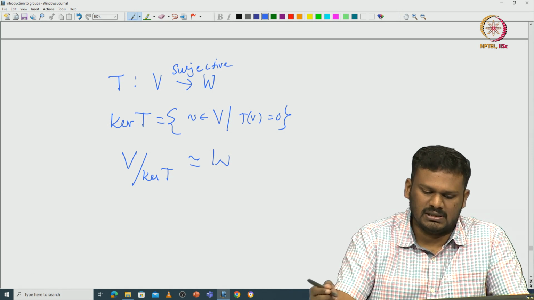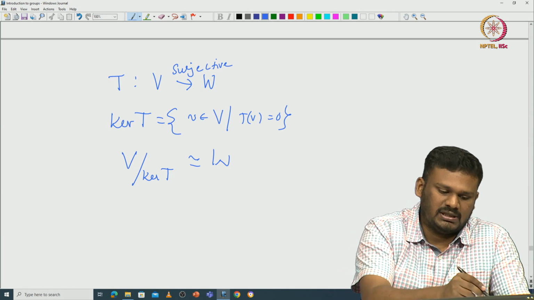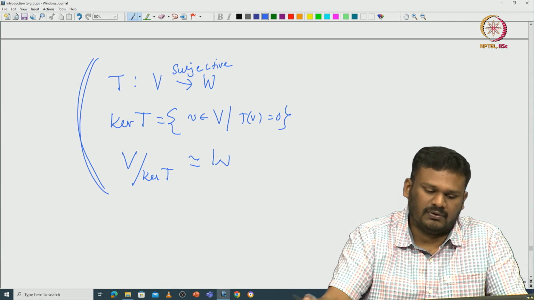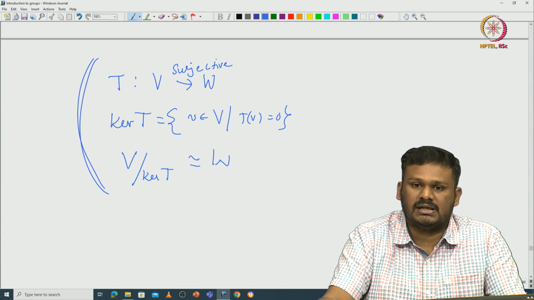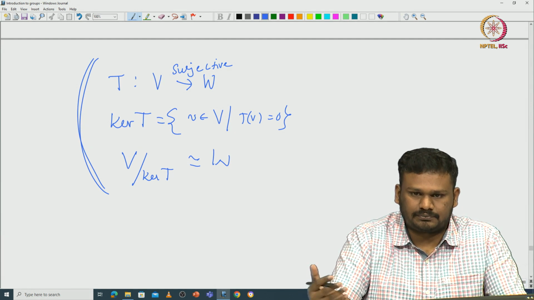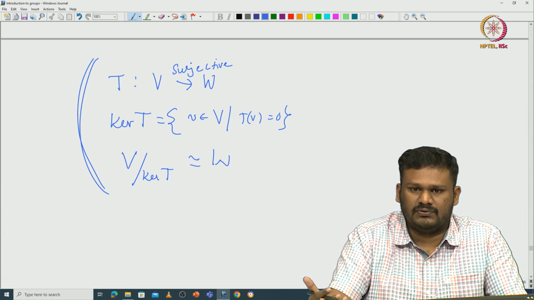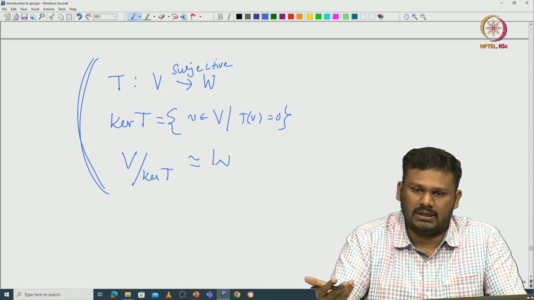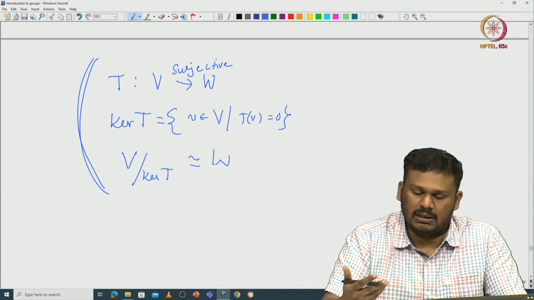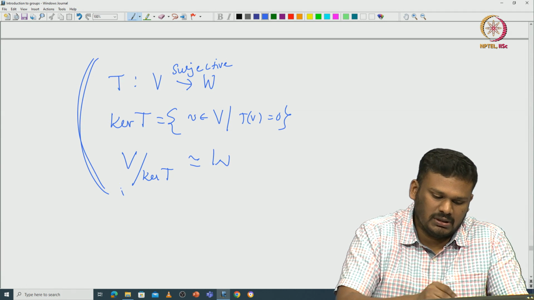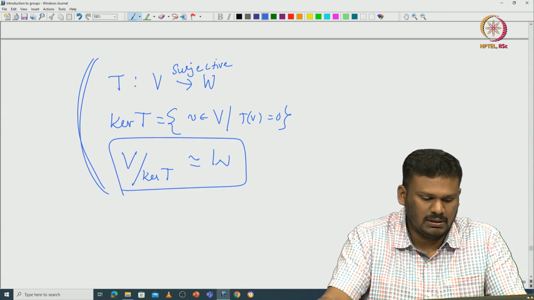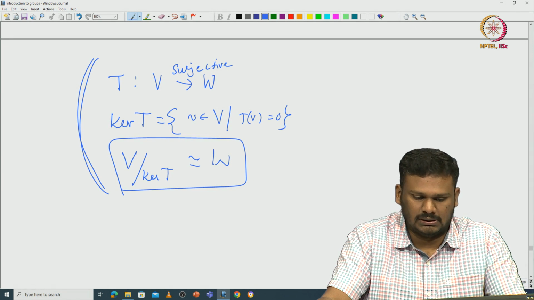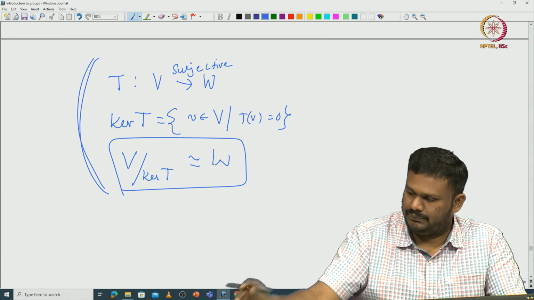So, then this is isomorphic to W. This comes for free, but because V and W possess extra structure, which is that there is a scalar multiplication, with respect to that it is actually a vector space. So this isomorphism is indeed an isomorphism of vector spaces. Okay. So this is a very important particular case.